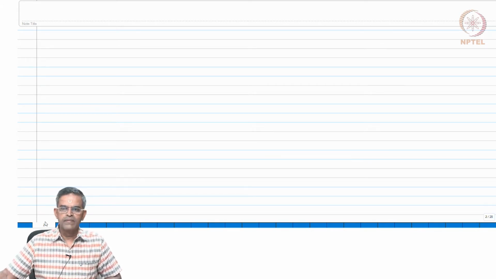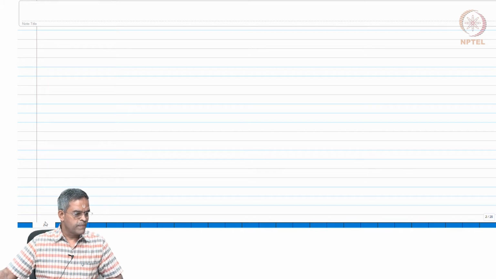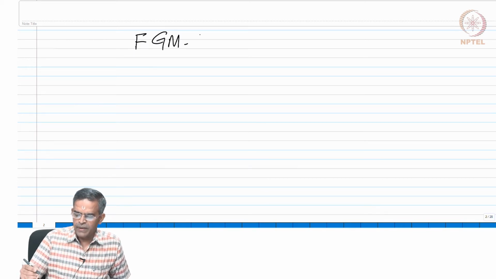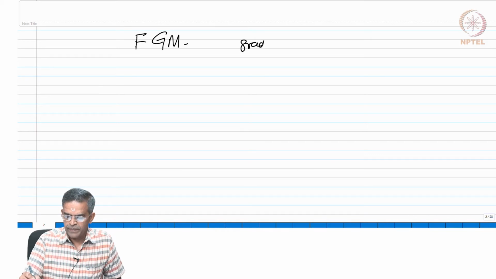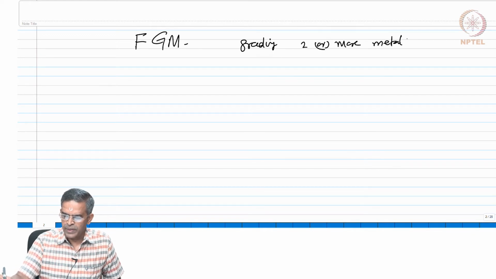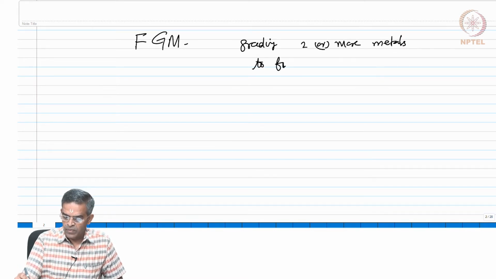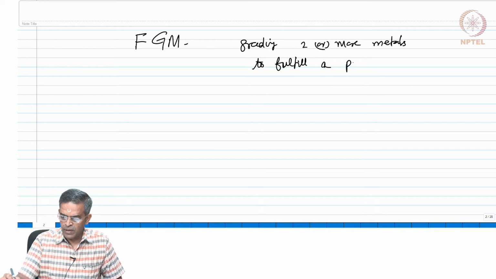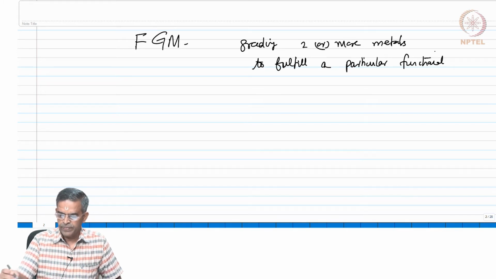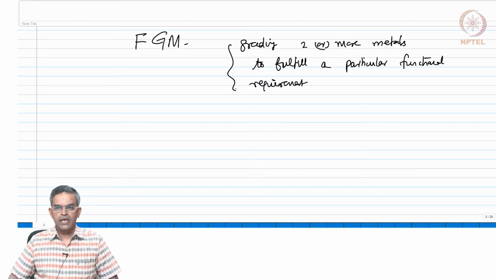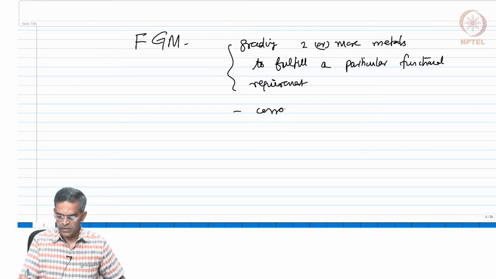As we said in the last lecture, FGM is actually grading two or more metal components or metals to fulfill a particular functional requirement. So friends, at this moment we are taking the functional requirement as corrosion resistance. Okay.